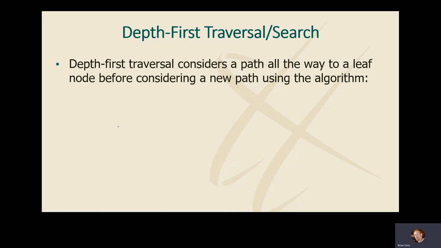So depth first traversal considers a path all the way to a leaf before it says, hey, let me double back, let me see what else I can do. Okay.